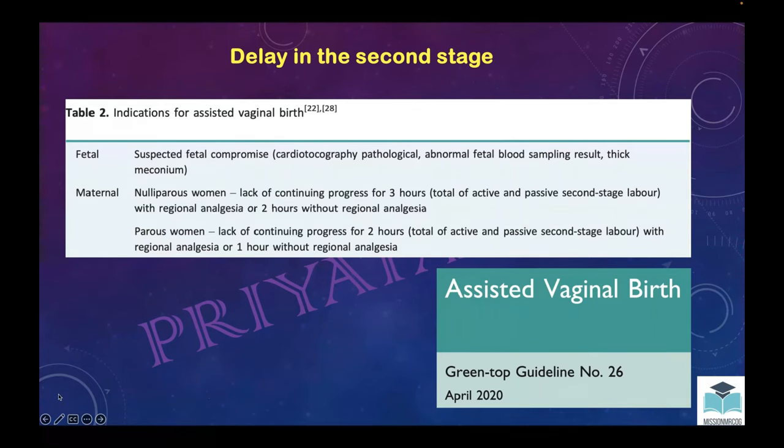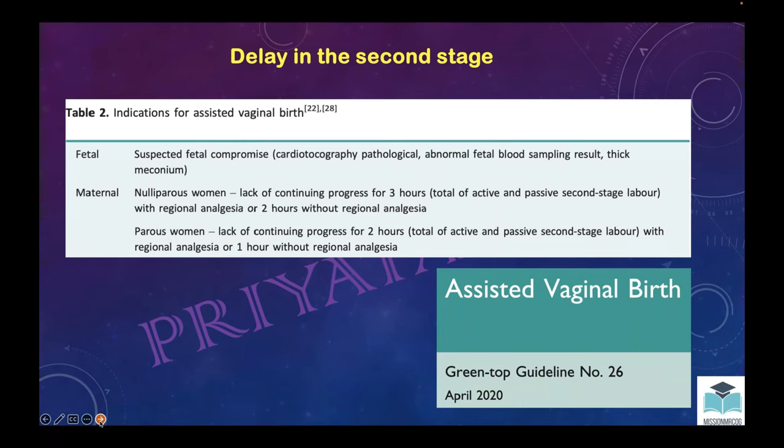This I could only say, but this will always be a confusion, because NICE has defined active and passive differently, and the assisted birth guideline includes both active and passive. So this will be a gray area only. So, any questions till here? Okay.